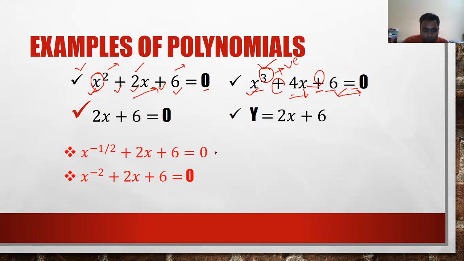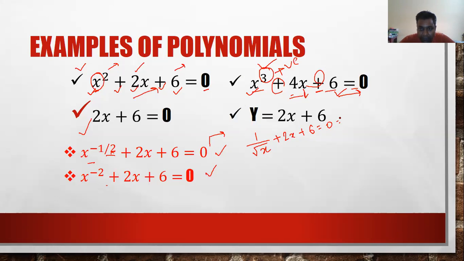Now, what about these two? Very prima facie, whenever you see this, you can say that this is not a polynomial, and this is also not a polynomial. We will try to find out in which conditions we can say whether an expression is a polynomial or not. In this case, if we want to simplify, it is 1 by root x plus 2x plus 6 equal to 0.